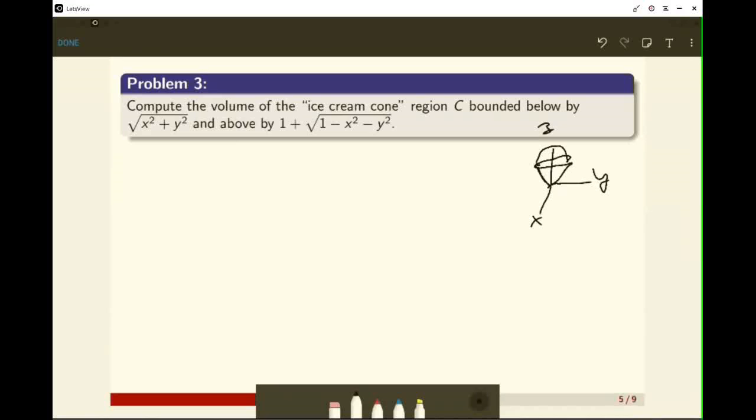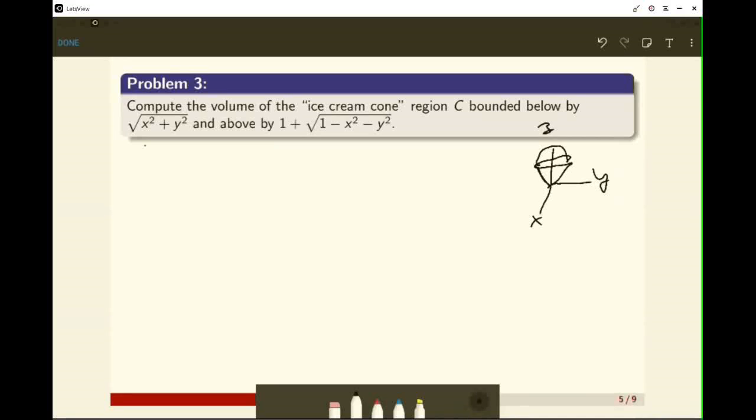The sphere centered on 0, 0, 1 of radius 1, when z equals 1, is going to meet the cone of radius 1 away from the z-axis. And so these all intersect, it creates something that looks kind of like an ice cream cone, which is why I called it that.